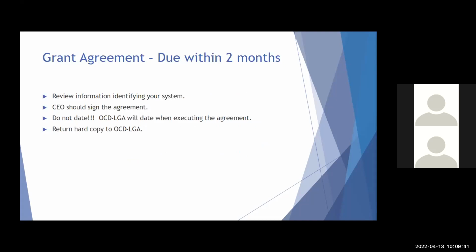So our first condition is your grant agreement. You need to review the information in the grant agreement, as I said, in case there needs to be some revisions. The Chief Executive Officer should sign the agreement. That should be the person listed in the agreement. If it is not, you need to notify us so we can correct that. Do not date the agreement. We will date the agreement when we are executing it fully. You need to make sure you sign the agreement and then return the hard copy to our office.